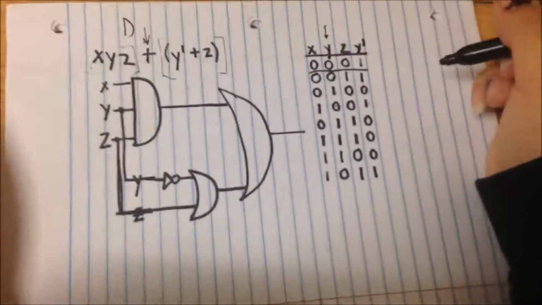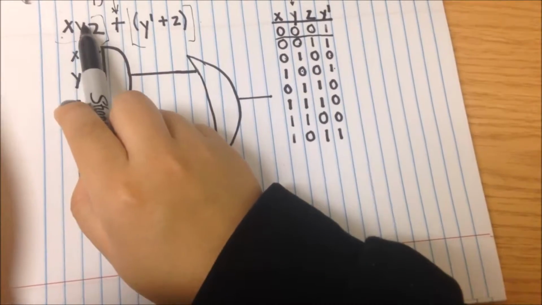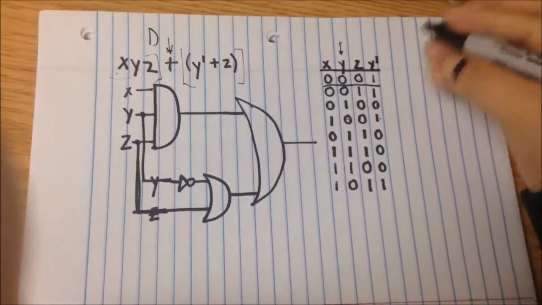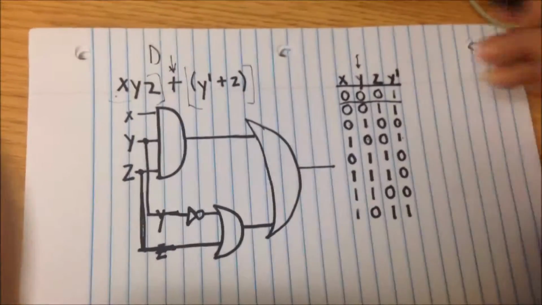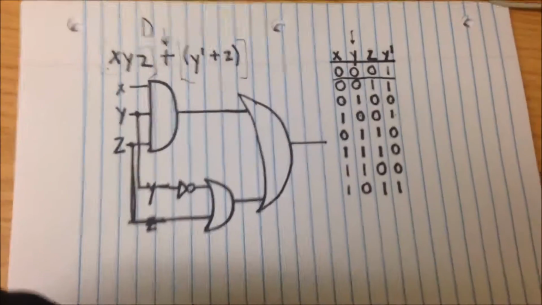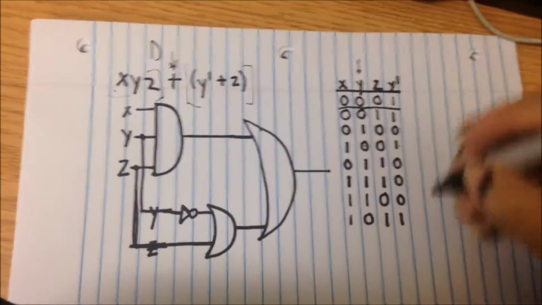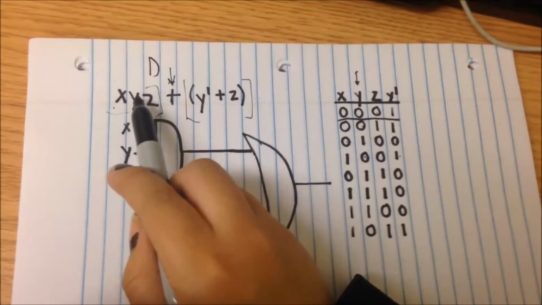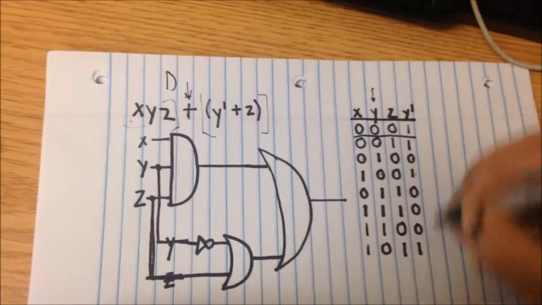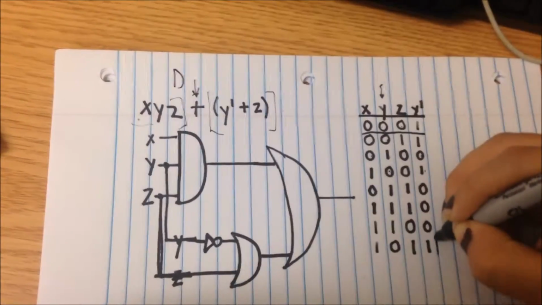And that's what you get. Now, let's concentrate on this part. X, Y, and Z, here you're just multiplying. So, let's focus on that.